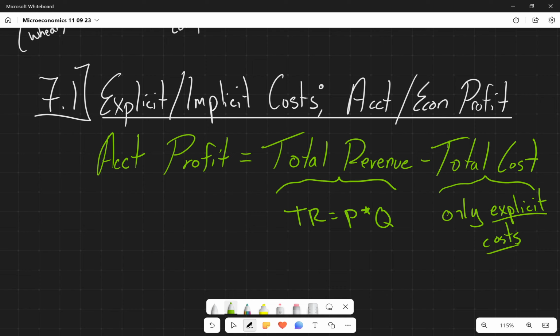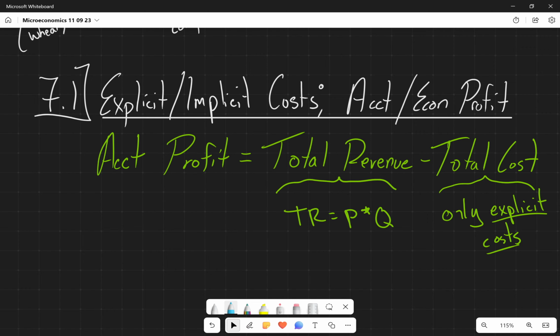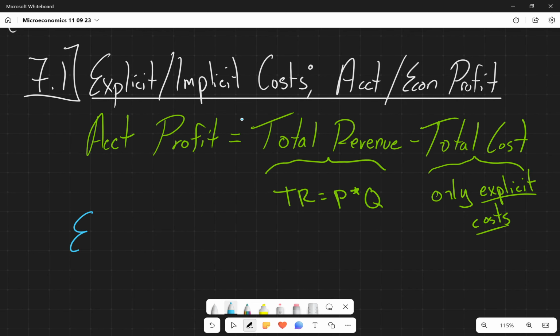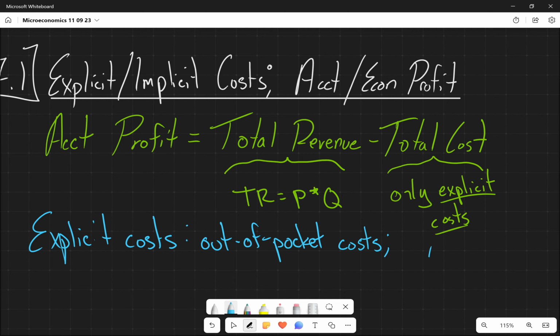What the heck do I mean when I say explicit costs? Let's define it below. Explicit costs are going to be all of the out-of-pocket costs. These are all the things that you actually had to take your money or write a check or give somebody your debit or credit card for. These are actual payments.